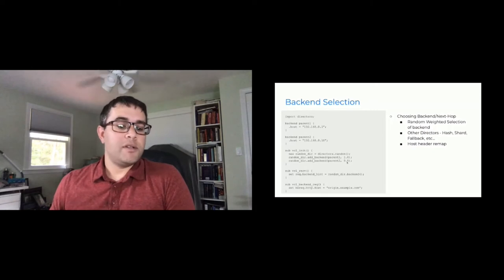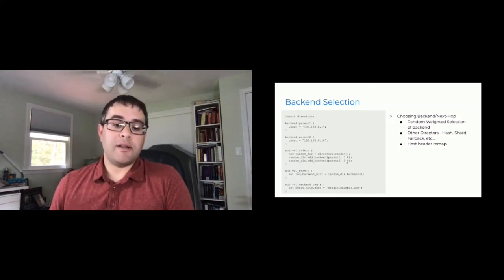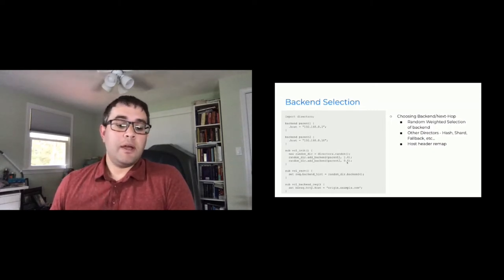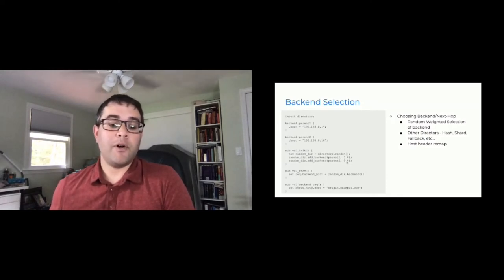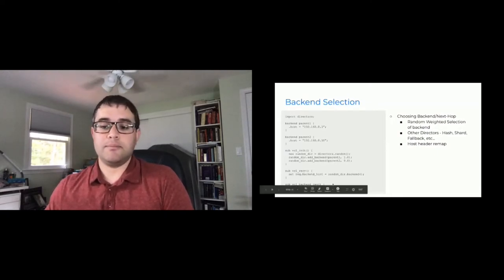So once this request comes in VCL receive, all we do is simply ask the director for a backend to use. 10% of the time, this will choose parent one. 90% of the time, this will choose parent two. And we give that to Varnish using the special variable backend hint. And this actually determines which backend that Varnish is going to use. Finally, we have a really simple host header remap in the backend request to change the origin host to something the origin is expecting.